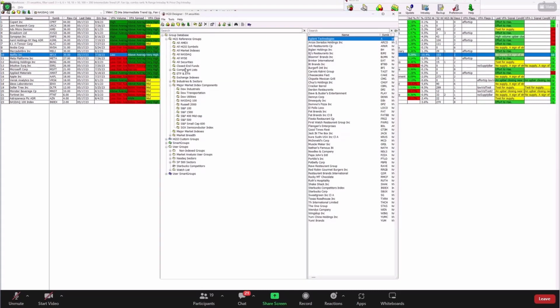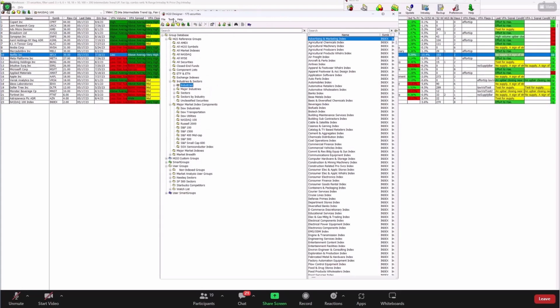Now I'm going into the designer. I'm going into the industries. Click on those. I'm going to rebuild the indexes in the group, because what I'm doing is I'm rebuilding the indexes as they are right now. Since I updated all the stocks, these indexes are going to be current. And the next thing I'm going to do is rebuild the user smart groups.